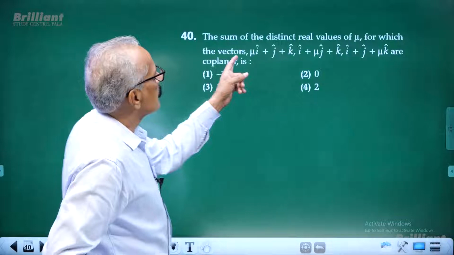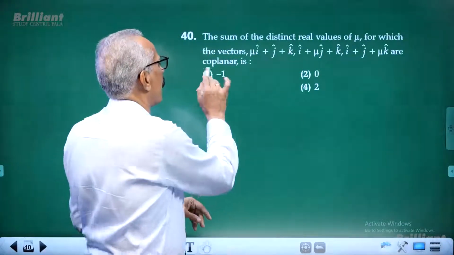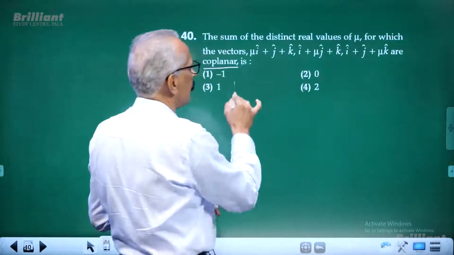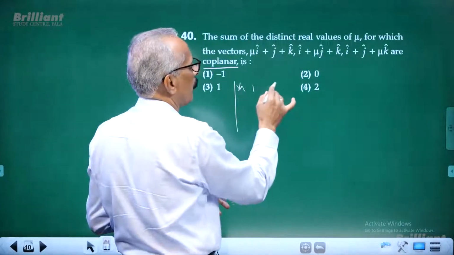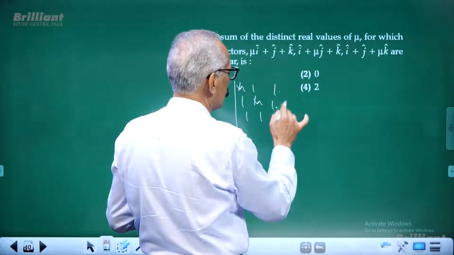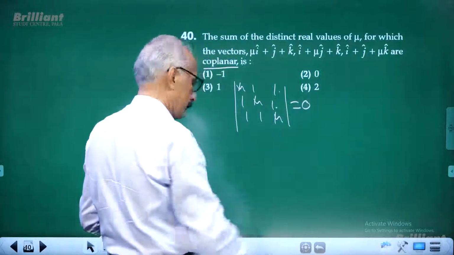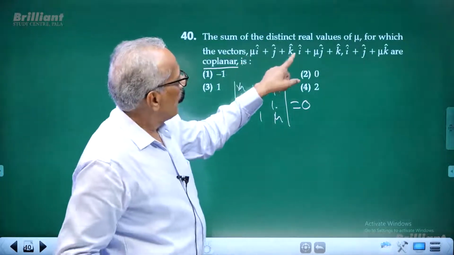Sum of distinct real values of mu for which the vectors are coplanar. What's the condition? Vectors are coplanar, so the determinant A dot B cross C, the box product, is 0. The rows are mu 1 1, 1 mu 1, 1 1 mu. This determinant should be equal to 0. That's the case.